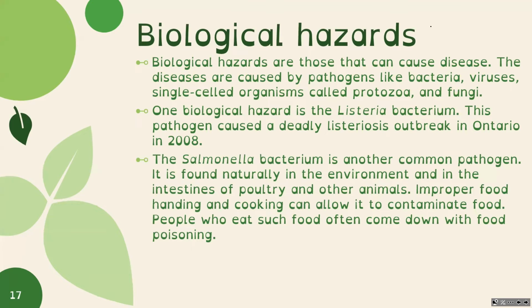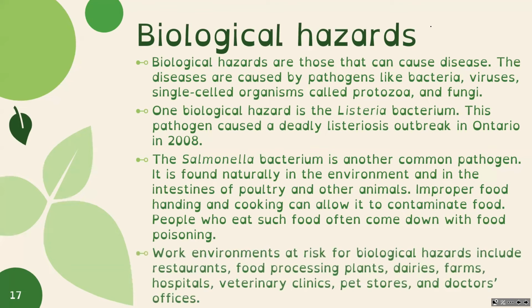Then also the Salmonella bacterium is another common pathogen. It is found naturally in the environment and in the intestines of poultry and other animals. Improper food handling and cooking can allow it to contaminate food. People who eat such food often come down with food poisoning, which we've talked about. So work environments at risk for biological hazards include restaurants, food processing plants, dairies, farms, hospitals, veterinary clinics, pet stores, and doctors' offices. So there's very many places that we can come in contact with biological hazards.